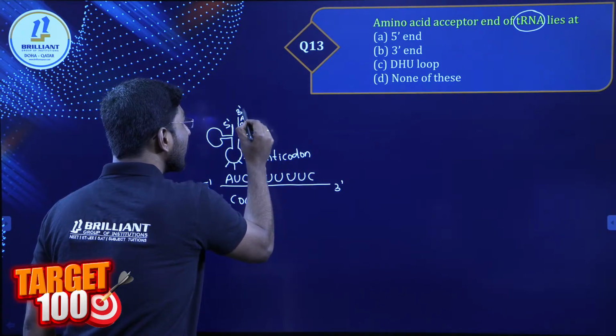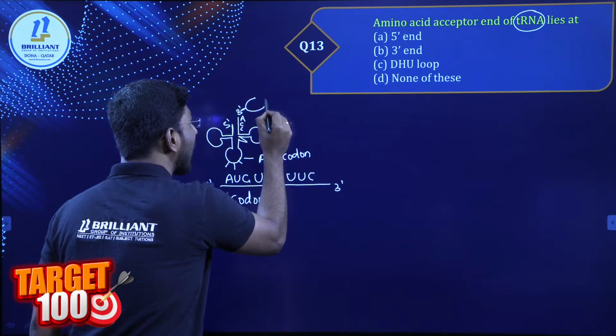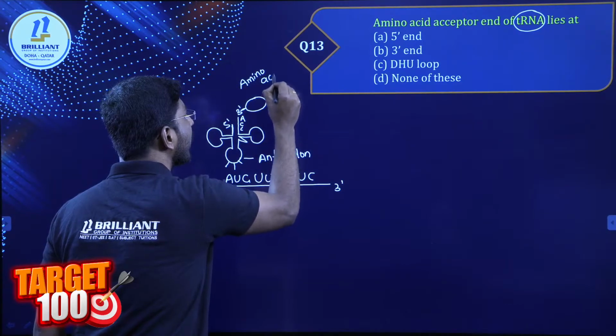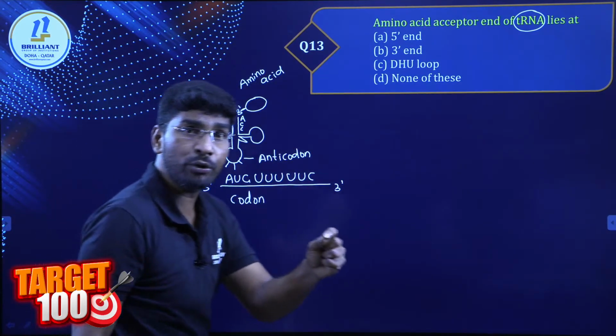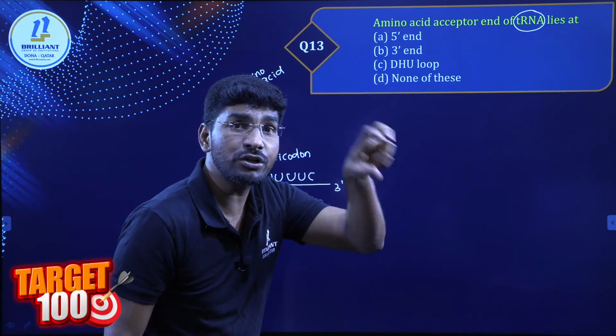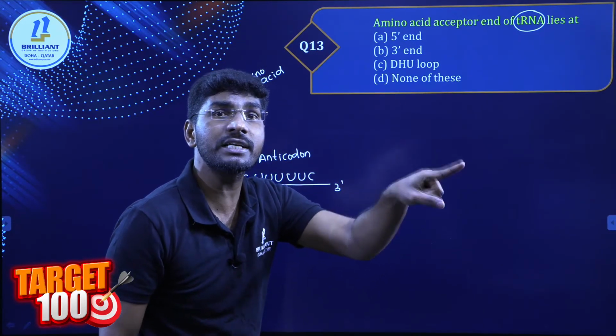ACC. Exactly, here the OH group is there. This place is the activated amino acid. My dear students, this is important. Where does the activated amino acid go and attach? It goes and attaches to the 3rd prime of tRNA.